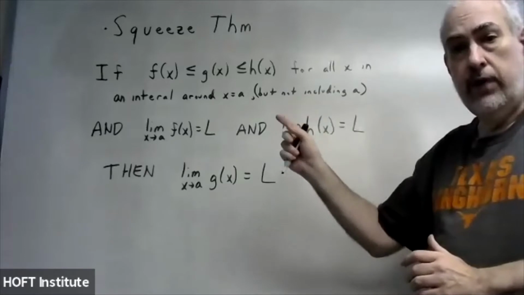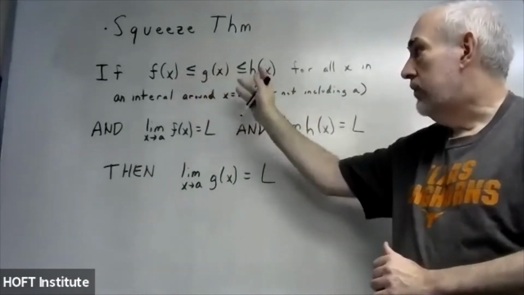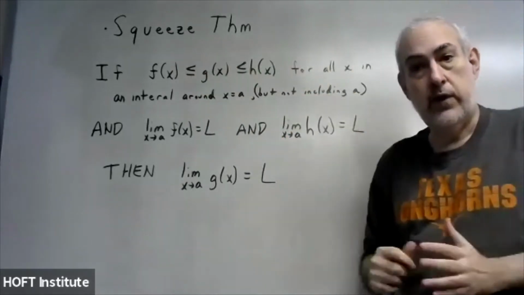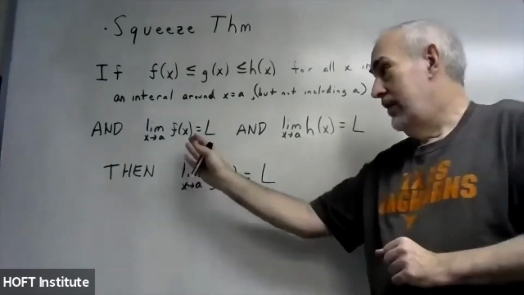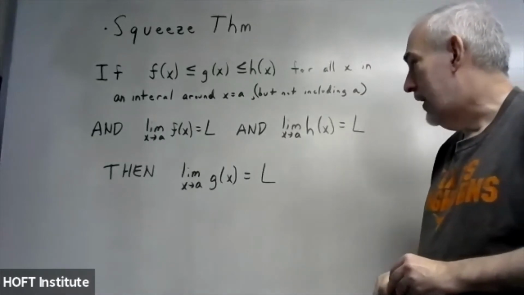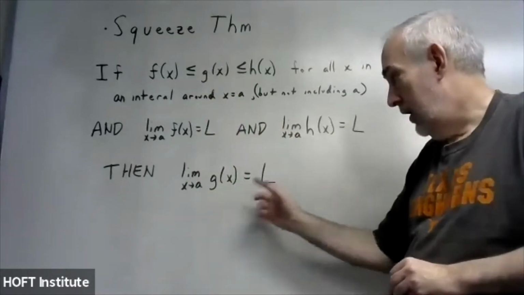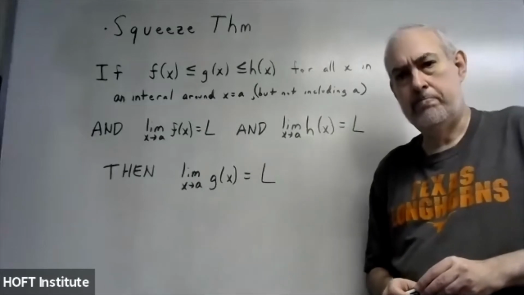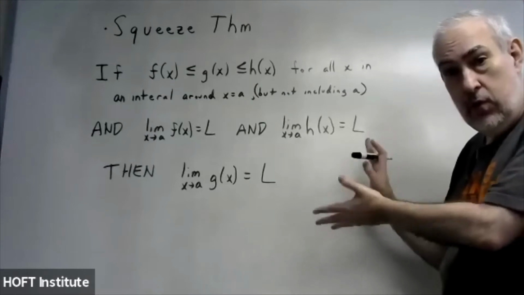If we have three functions, f, g, and h, with f being less than or equal to g, which is less than or equal to h, for all x in an interval around x equals a, but not necessarily including a, and the limit as x approaches a of f of x is L, and the limit as x approaches a of h of x is also L, then g, which is the middle function, its limit as x approaches a also has to be L.